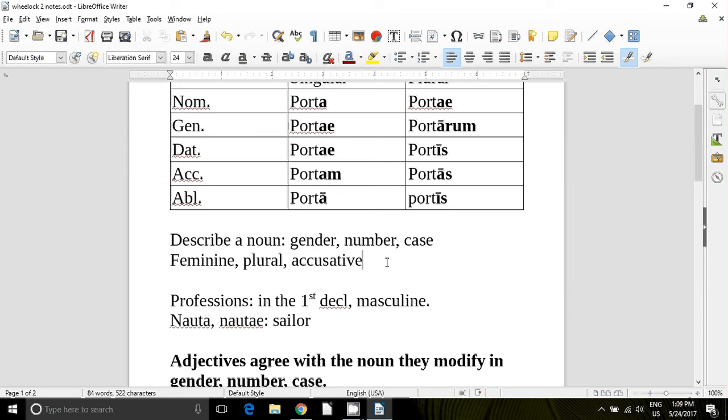Okay. Here's the exception to the rule about the gender of first declension nouns. Remember, Latin has 3 genders: masculine, feminine, and neuter. Almost every noun in the first declension is feminine. The exception is the professions. So, for example, nauta means sailor, so that's masculine. But there are very few of them, and almost all of them are either professions or names.